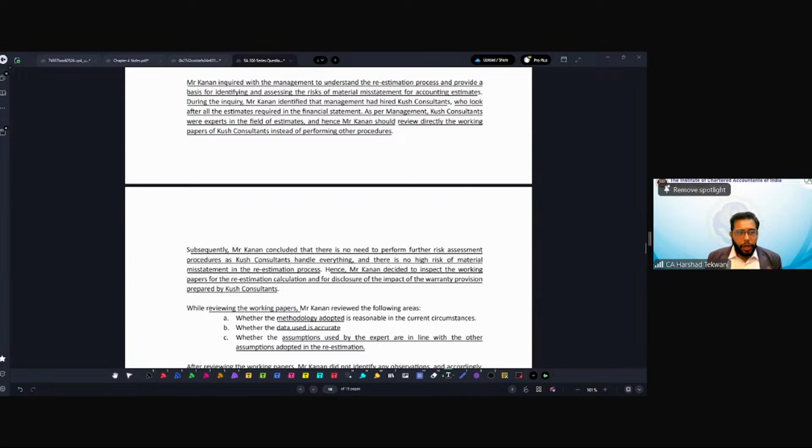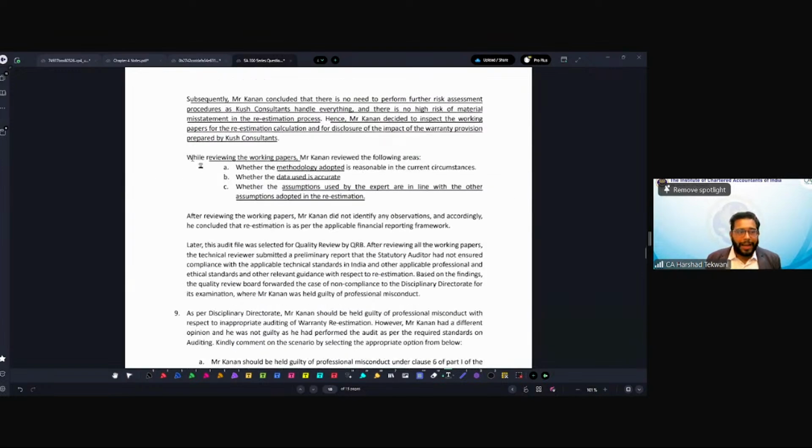Okay, if no doubt, we'll take one question on SA 540 that we have discussed in the last session, so that you could have a revision of the topic also, which is in continuation over here. If you see here, while reviewing the working papers, Mr. Kannan reviewed the following areas: whether the methodology adopted is reasonable in the current circumstances, whether the data is accurate, whether the assumptions used by the expert are in line with the assumptions adopted in the re-estimation. So these are the three areas which were reviewed by Mr. Kannan.